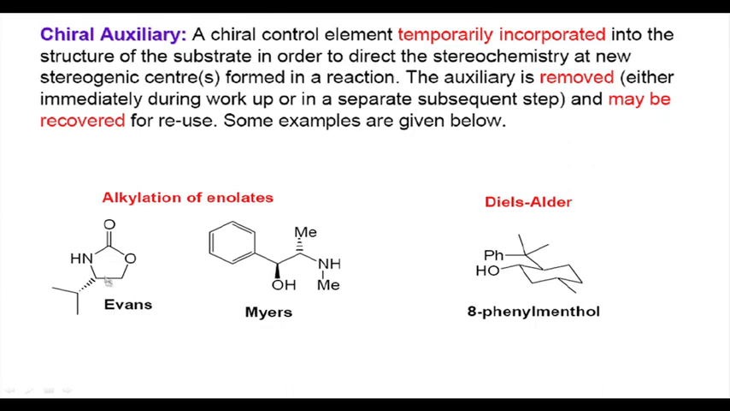These are named after the scientists who discovered them. So, they have named the chiral auxiliaries, like this is called Evans chiral auxiliary, this is called Myers, this is 8-phenyl menthol, I think this is maybe Corey's chiral auxiliary.